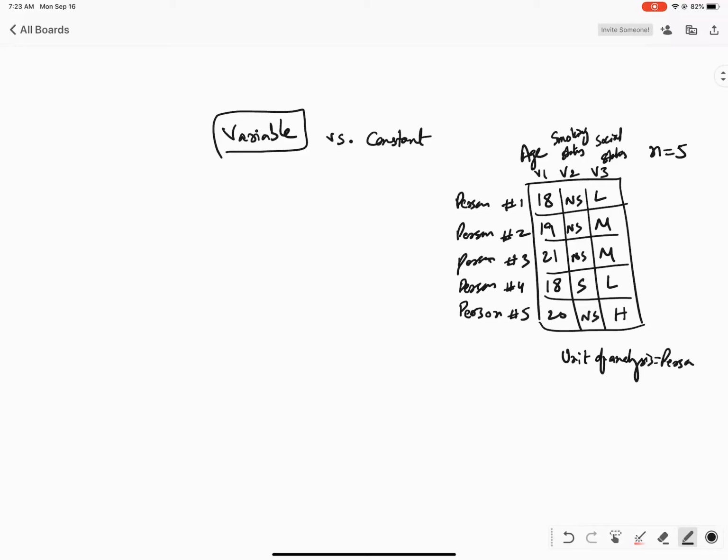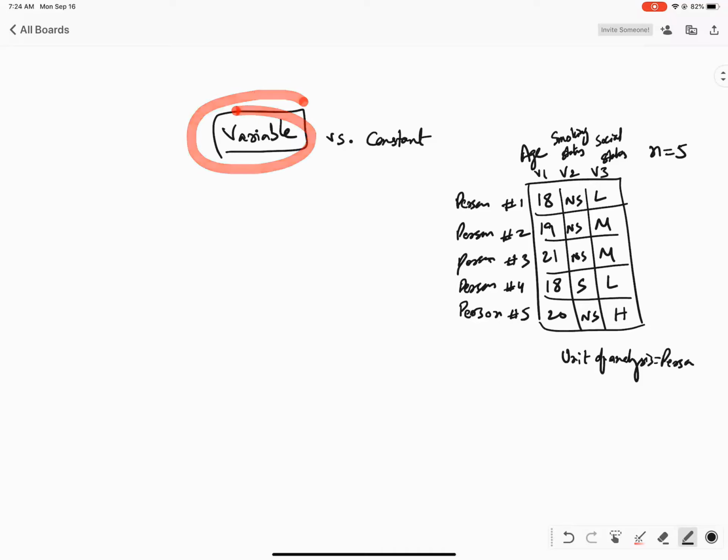Notice that in all of these columns we have multiple values. As long as there are at least 2 values in a column, that column represents a variable. In order to qualify as a constant, all the values in a column should be exactly the same. There should be no variation whatsoever. As long as we see variation in a column, we are dealing with a variable. So we understand what a variable is.